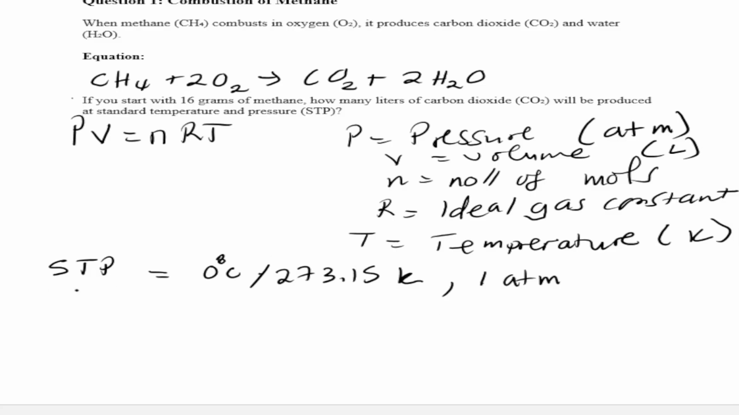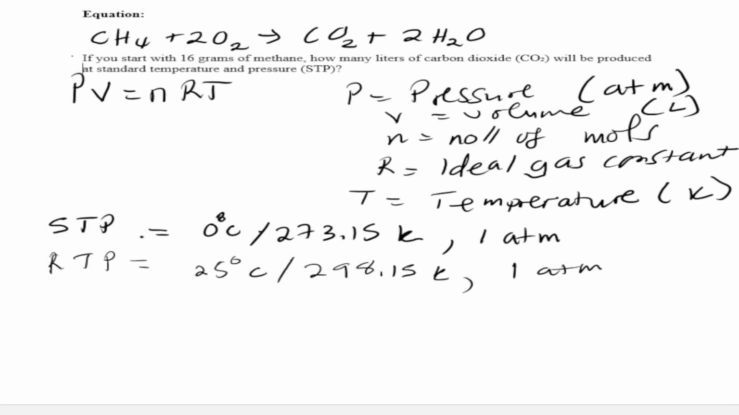Also they can give you what we call RTP. Normally RTP is 25 degrees Celsius. If you convert this, it will be 298.15 kelvins. Normally the pressure is the same. Okay, so if they don't give you the one to use, you can just highlight which one you are going to use. Normally you must use the STP, which is the standard temperature and pressure.